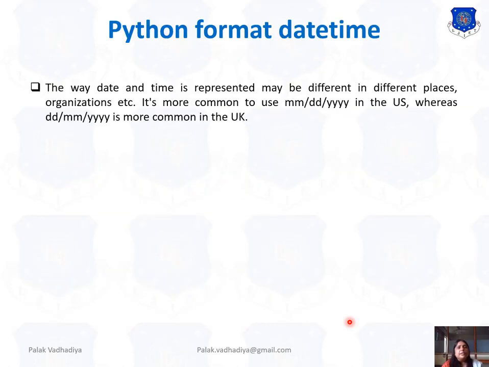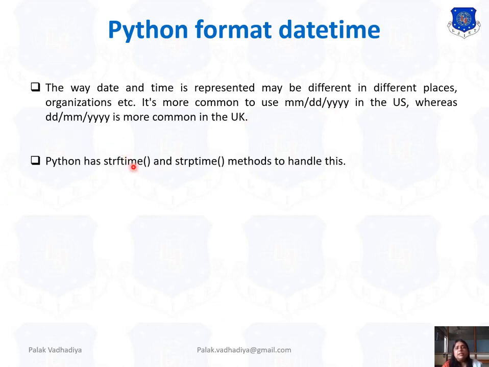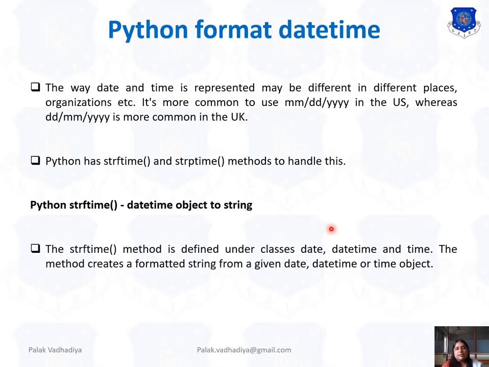Now, Python format date and time. See, the way the date and time is represented may be different in different places, like with slashes and sometimes like mmddyy or ddmmyy. So Python has the strftime and strptime methods to handle this. The strftime method is defined under the classes date, datetime and time. The method creates a formatted string using the given date, datetime and time format.